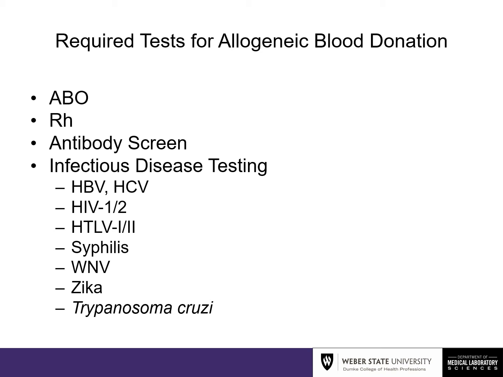Okay, starting with our required tests for allogeneic blood donation, we have our ABO, which will be your standard forward and reverse typing for all blood types, and that will include any investigation of discrepancies that you may come across. And then for our Rh, if that comes across as negative, then you'll have to continue on to do a weak D test for that donor.